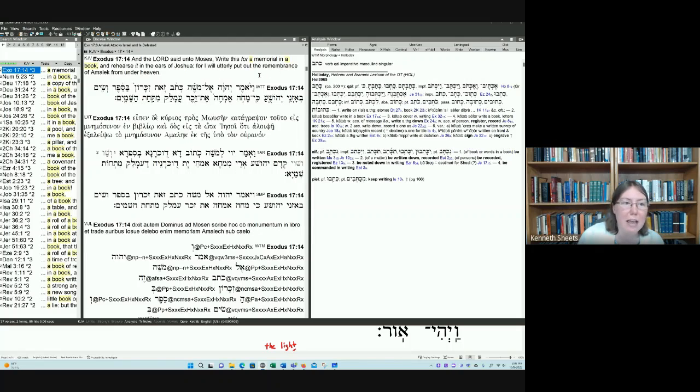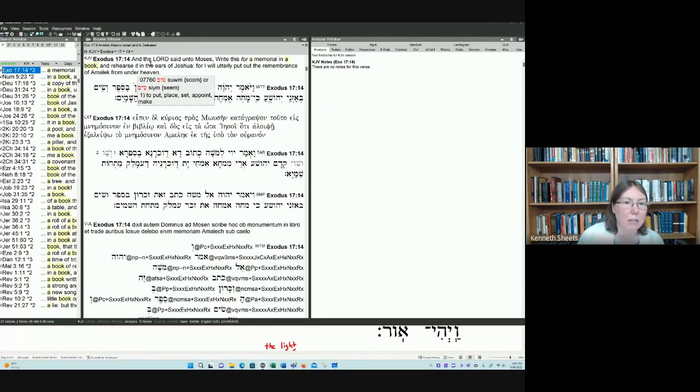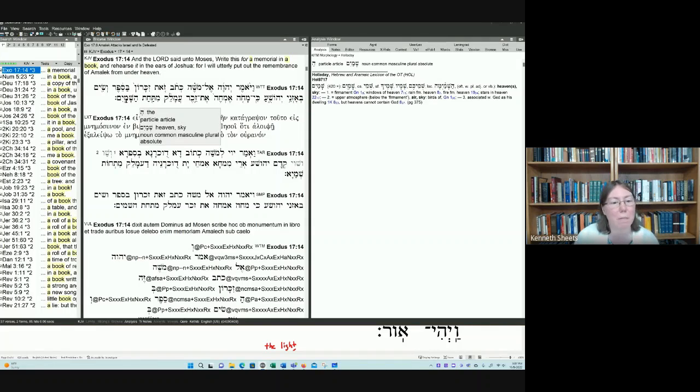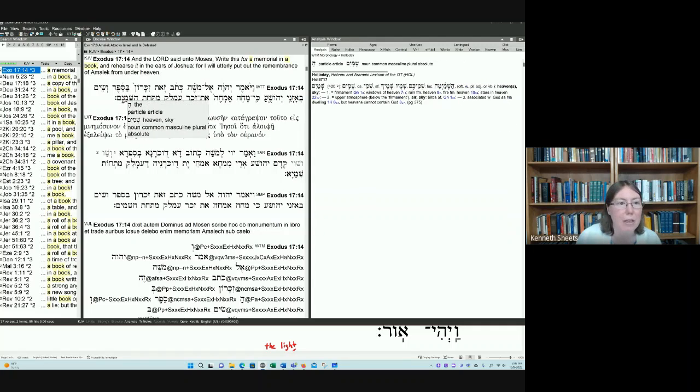So this is not in a book, but rather this is in the book, indicating that there was a book, a record, a specific record that the Lord intended for Moses to write in, a pre-existing record, if you will, which again points to the fact that Adam wrote, and then that record was in fact passed down through time to Moses, who was then adding to that book, even here in the book of Exodus.